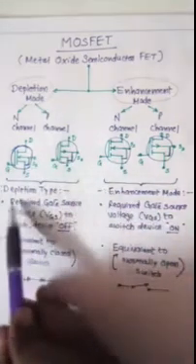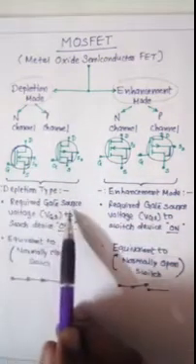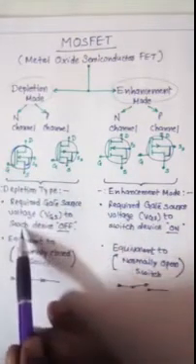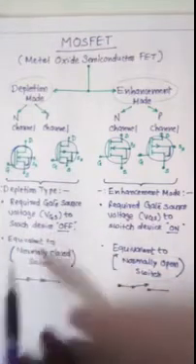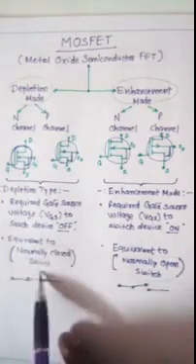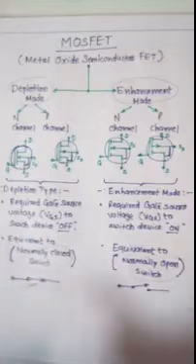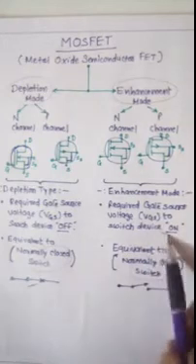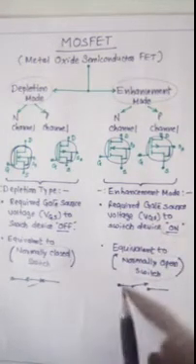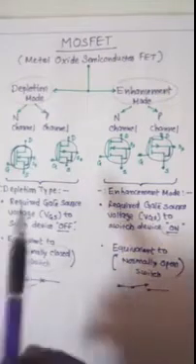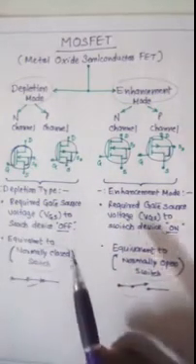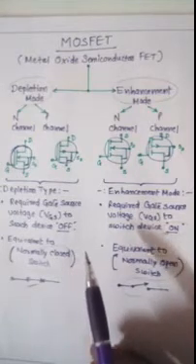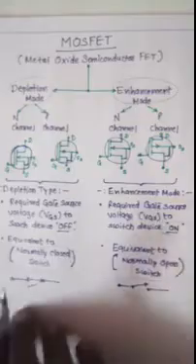Now we see that the depletion type requires a gate source voltage to switch the device off. It means the voltage between gate and source makes it behave like a normally closed switch. The enhancement mode requires a gate source voltage VGS to switch the device on, and this is a normally open switch. In this video we discuss the construction and working of the depletion mode N channel and depletion mode P channel MOSFET.